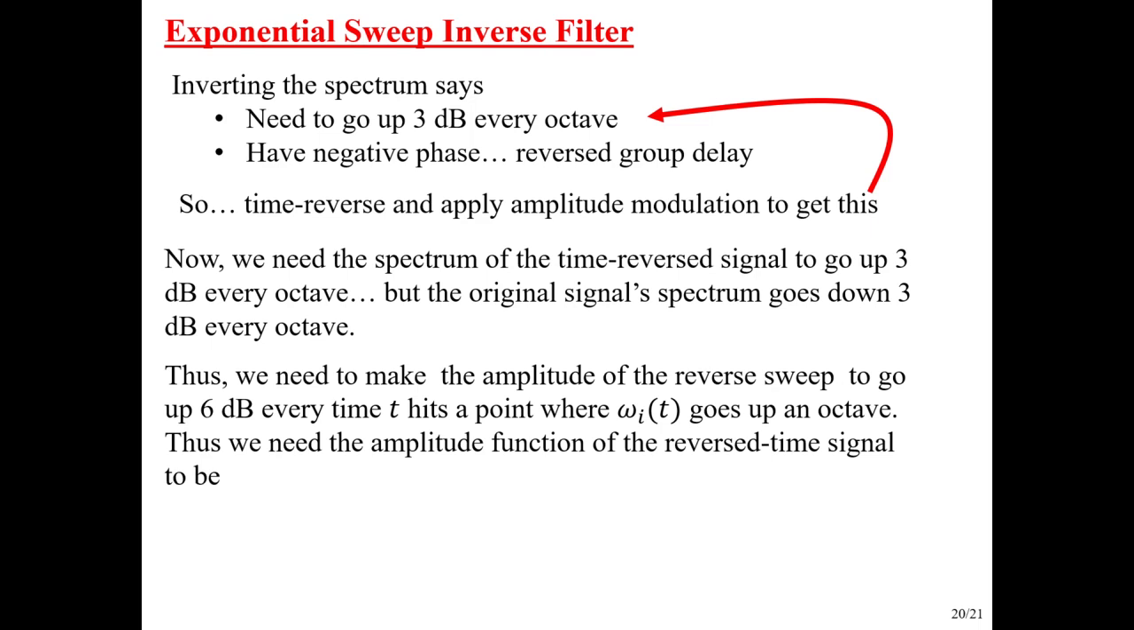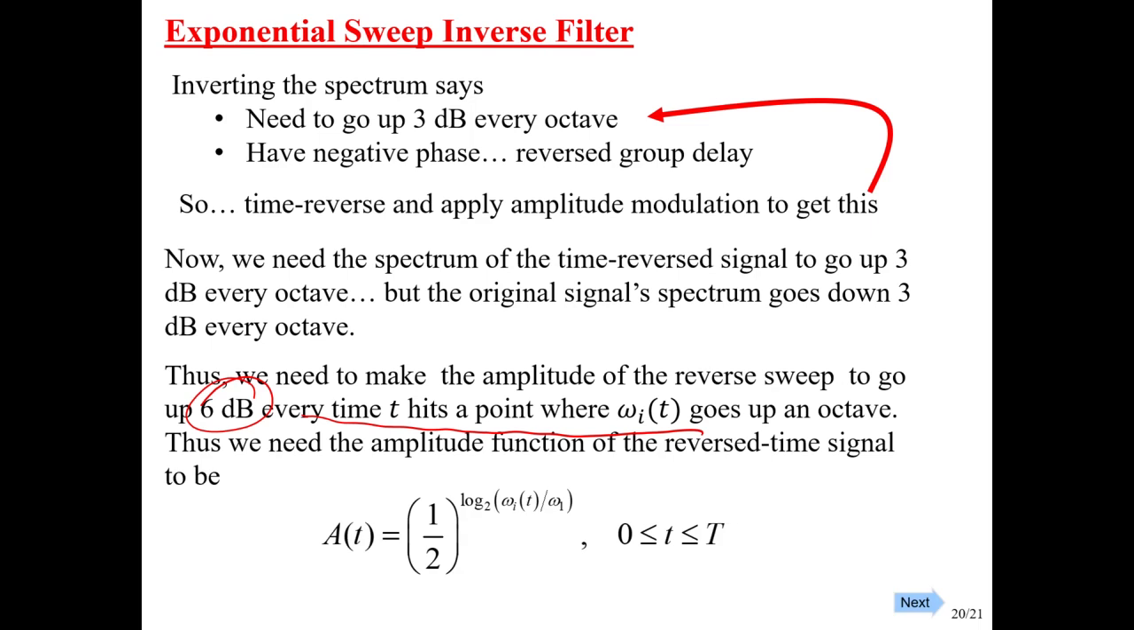Because of both of these issues, we'll need the reverse sweep to go up 6 dB every time t hits a point where omega sub i goes up an octave. So our amplitude is going to have to change on the sinusoid. So for the probing signal, the amplitude is constant, but for the inverse filter, the amplitude is going to go according to this. So the amplitude of the reverse sweep will follow that formula.